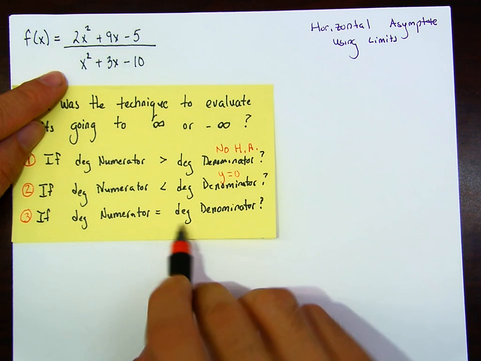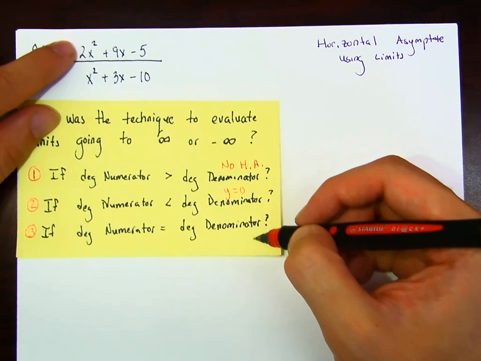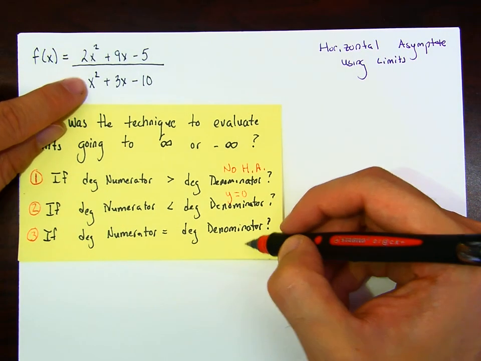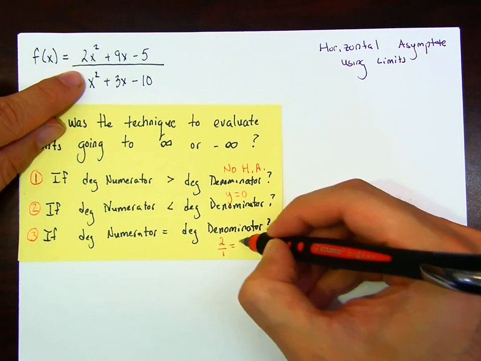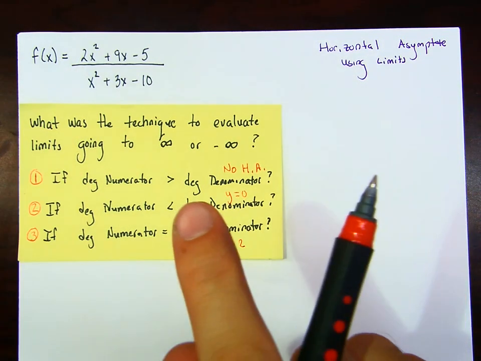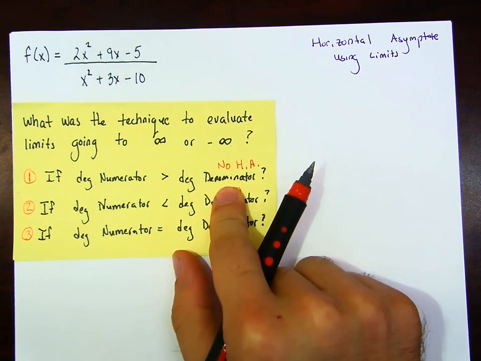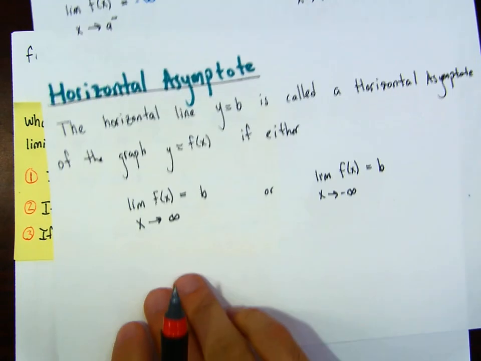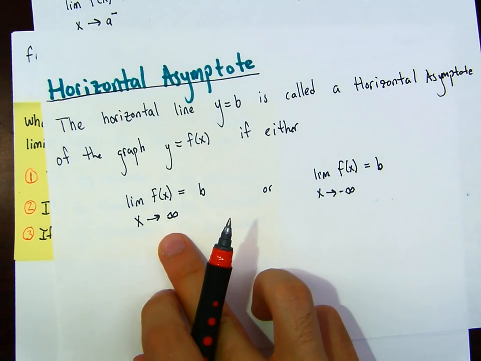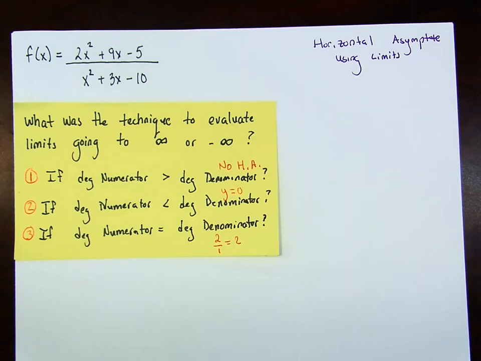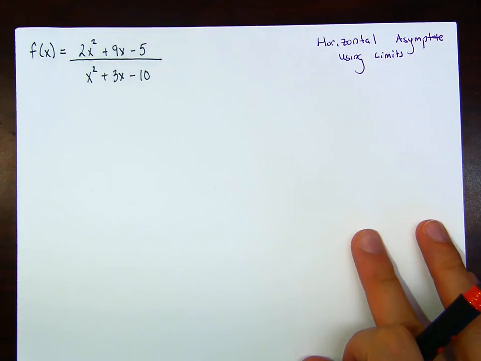And if they're equal to each other, what do we do? You take the leading coefficients and you just divide them. So this is just 2 over 1, which is 2. But you are not allowed to do this in calculus. You have to use this definition to properly justify it. And how are we going to do that? So let's take a look over here.